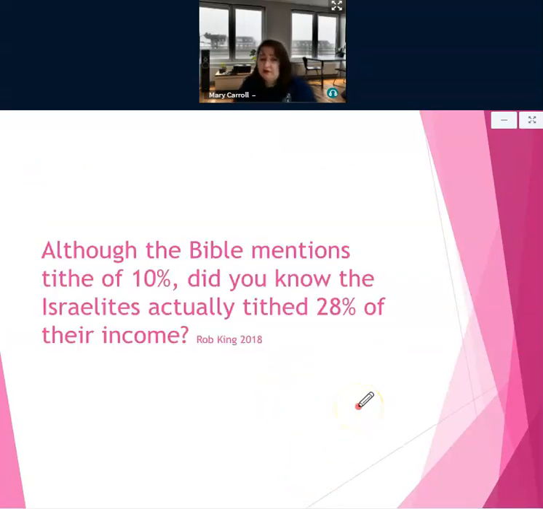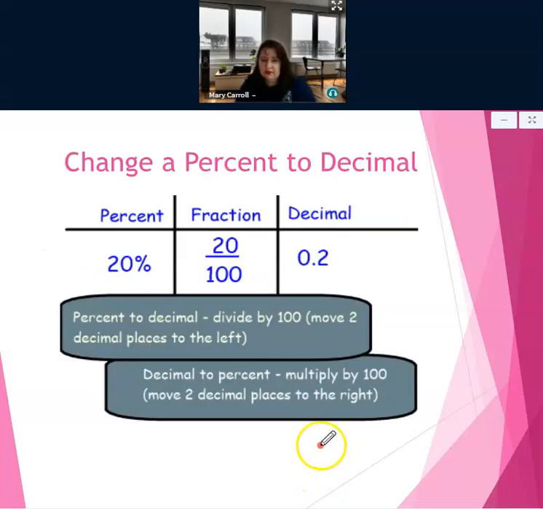Alright, although the Bible mentions a tithe of 10%, did you know that the Israelites actually tithed 28% of their income? I just had that quoted, so we're going to talk about percents now, and this should be a really quick review. You have percents, fractions, and decimals. You should know how to change them. If you don't, you may want to go to one of my earlier videos.